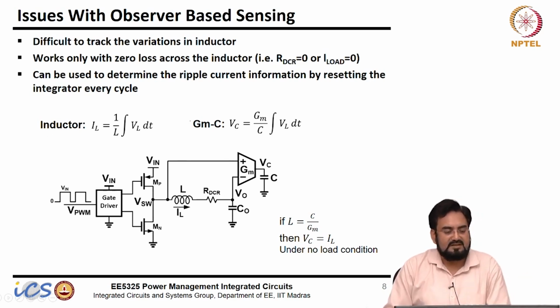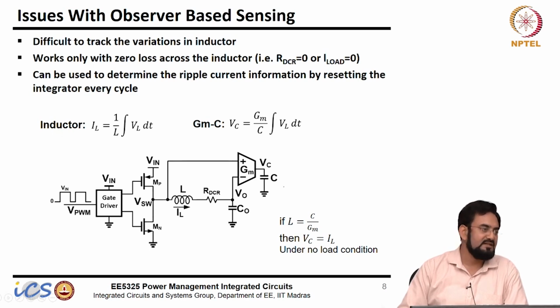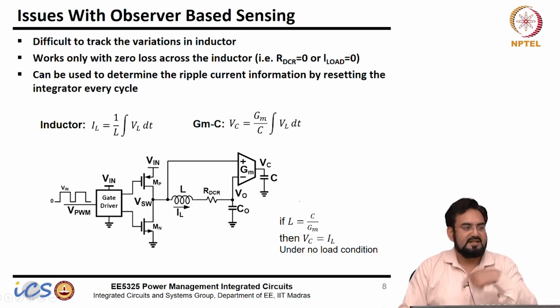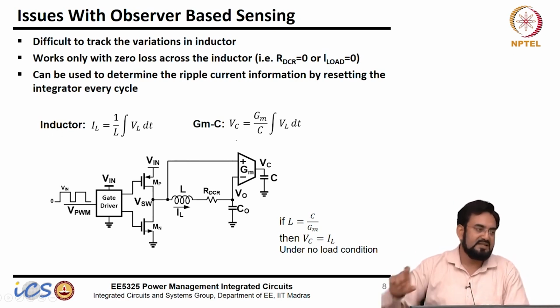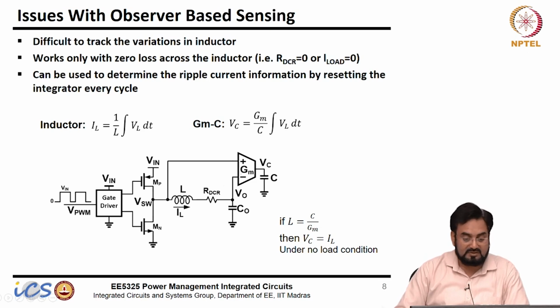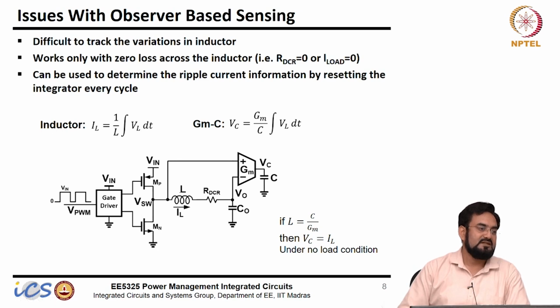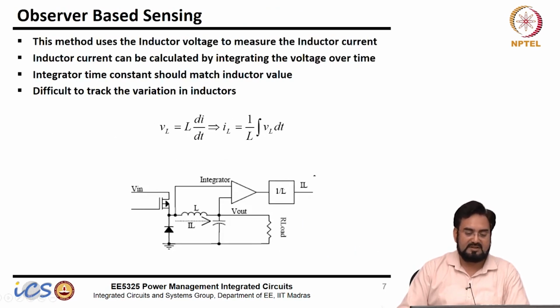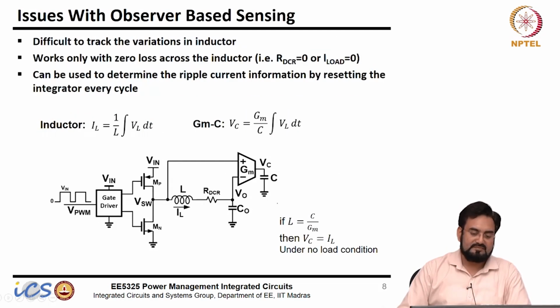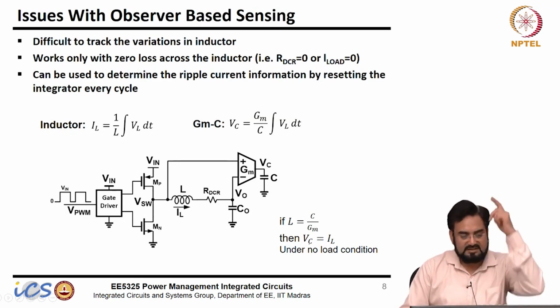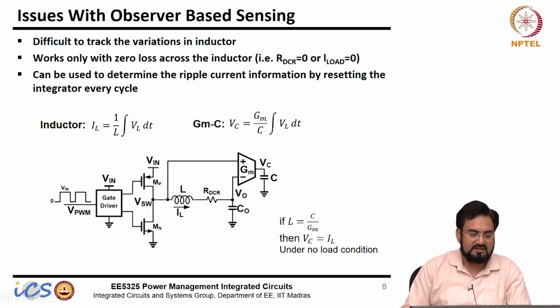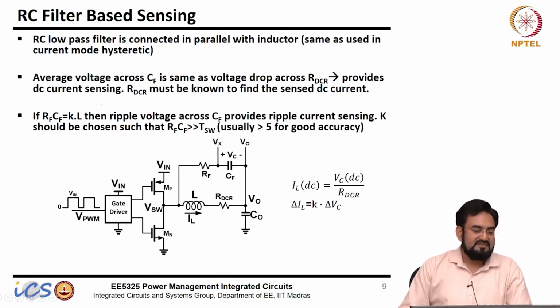So you can use it for ripple information, and you can reset the integrator every cycle so that it will not saturate. And if you remember, we did it by connecting a switch in parallel with this, and you reset every edge of the clock. So you can get the ripple information, and that is also only if your gain of integrator is the same as the inductor, like 1 by L. So this condition you have to meet. Okay. So L is nothing but C by GM. If you match this, then you can get your ripple information. So this is RC filter based sensing.